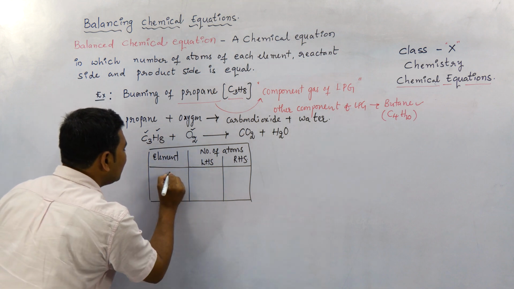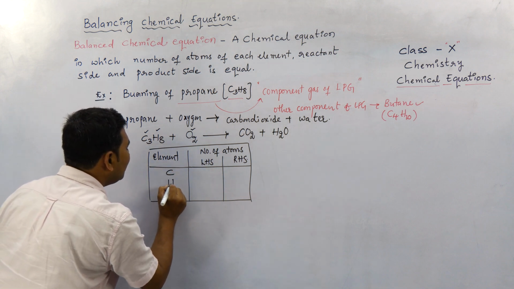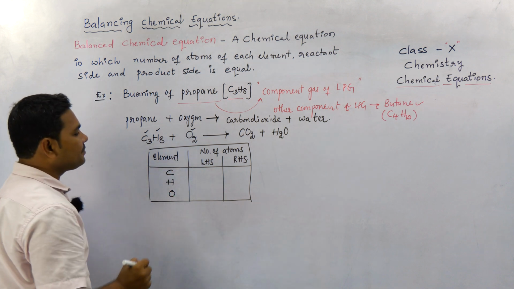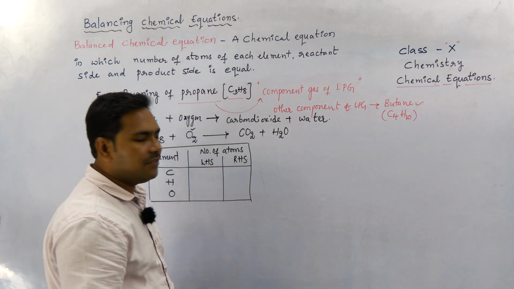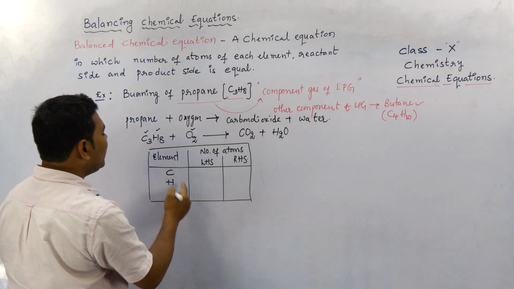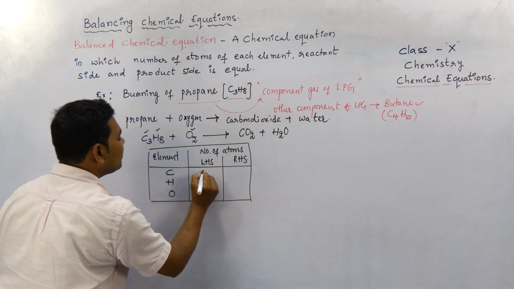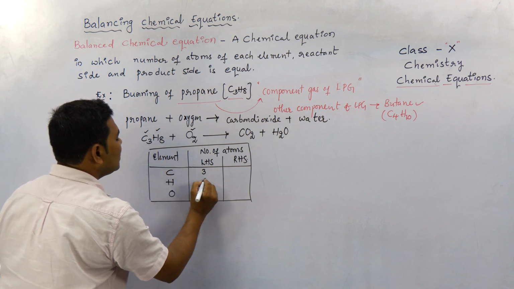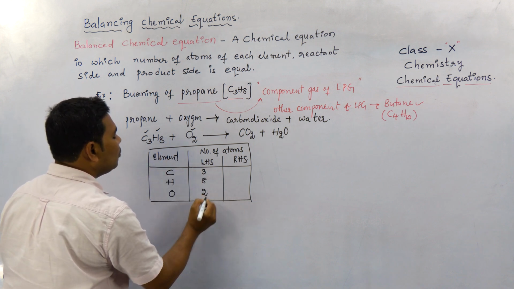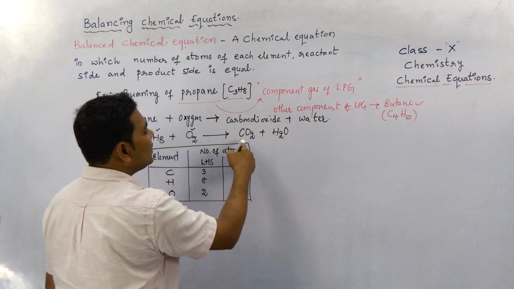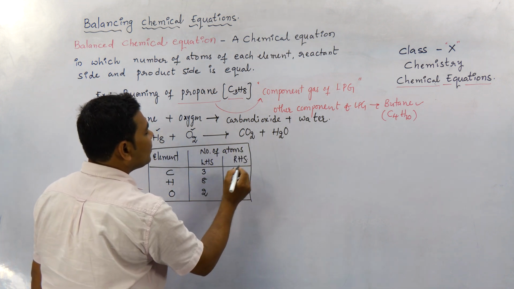Let's write the elements. We have carbon, we have hydrogen, we have oxygen. Now if you check the left hand side, how many atoms are there? Number of atoms of carbon, I'm writing carbon first, 3 atoms. Hydrogens, 8 atoms, oxygen, 2 atoms. On the product side, the right hand side, let's see, there is only 1 atom of carbon.